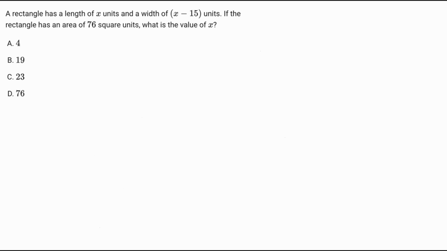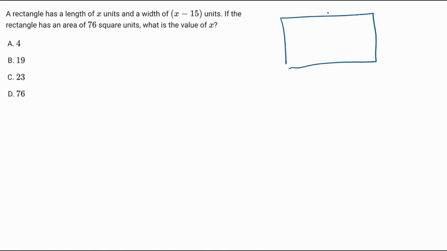A rectangle has a length of x units and a width of x minus 15 units. If the rectangle has an area of 76 square units, what is the value of x? Let's draw a rectangle to understand better. In the length, I'm going to take my x value, and in the width, I'm going to take my x minus 15 value. The rectangle has an area of 76 square units. I'm just going to write that here.